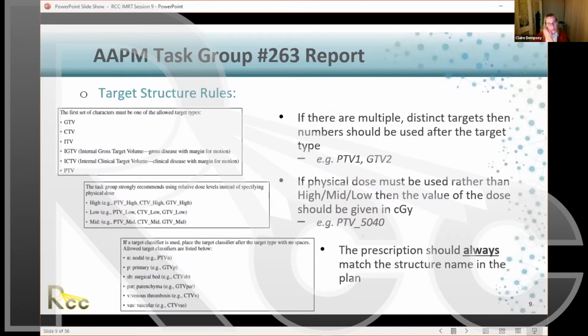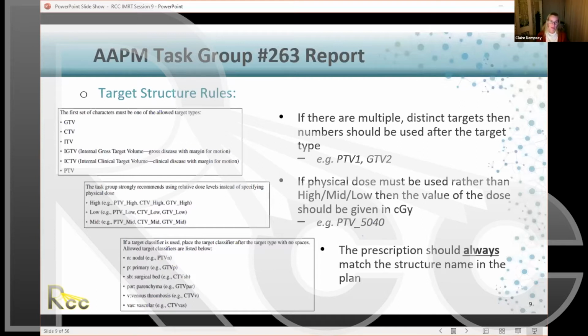In terms of naming conventions for your target structures, obviously you've got your standard GTVs, CTVs, ITVs, PTVs, and then instead of using absolute dose levels, the task group recommends that you use relative dose levels if you have multiple dose levels.